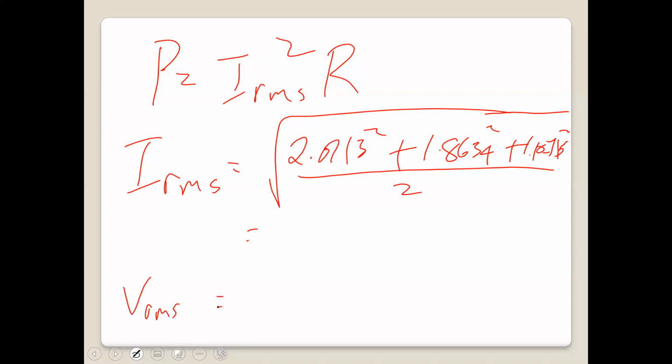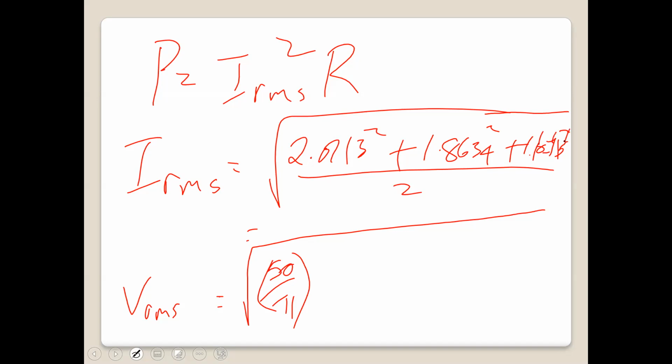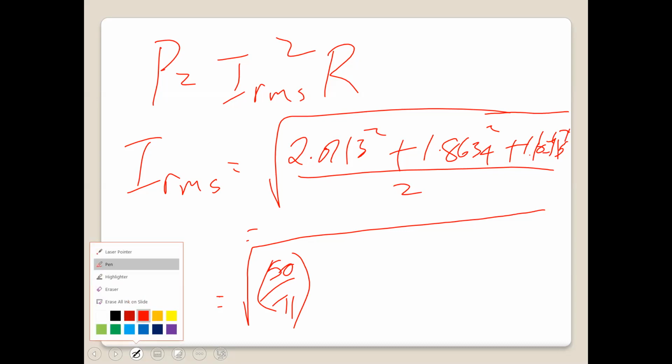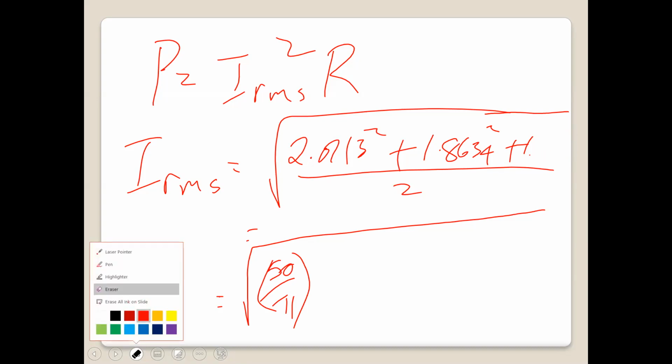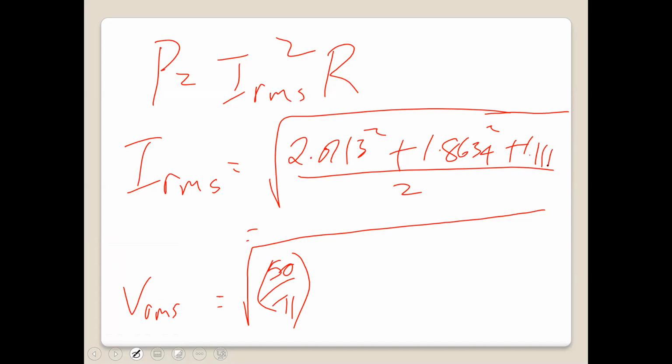Now I'm doing one with the DC so that you'll understand the difference. This would now be 50 over pi. Why use 1.10715? Oh Lord, I misread it. So it's 1.111. I don't know, that was the angle. 1.1111 squared divided by 2.